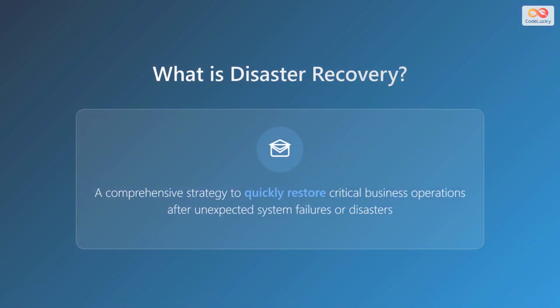So, what exactly is disaster recovery? In essence, it's a comprehensive strategy designed to quickly restore critical business operations after unexpected system failures or disasters. The goal is to minimize the impact of disruptions and ensure business continuity by rapidly recovering from any event that could interrupt normal operations.